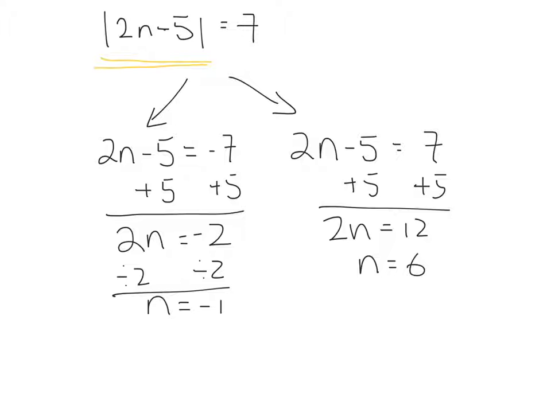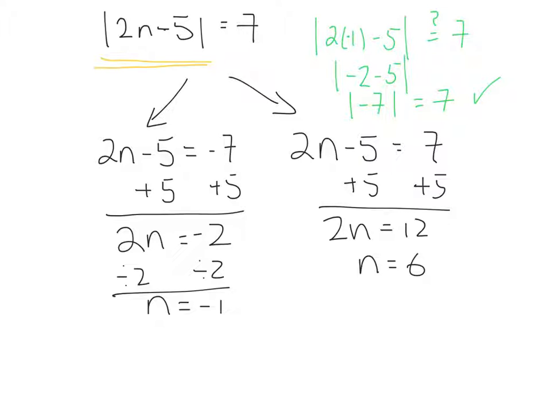So if we take n equals negative 1 and put it in the original equation, we're going to get the absolute value of 2 times negative 1 minus 5. And we're asking, does that in fact equal 7? So 2 times negative 1 is negative 2, minus 5. And of course, negative 2 minus 5 is negative 7. But the absolute value of negative 7 does in fact equal 7.